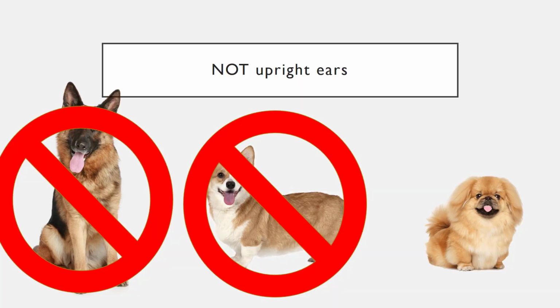Our search is now for any dog who does not have upright ears. The German Shepherd is excluded, as is the Corgi, because they both have upright ears. The Pekingese is left in our results as the only remaining dog because he does not have upright ears.